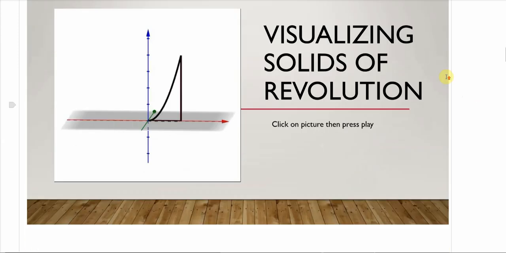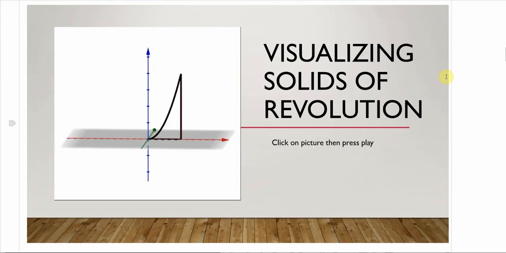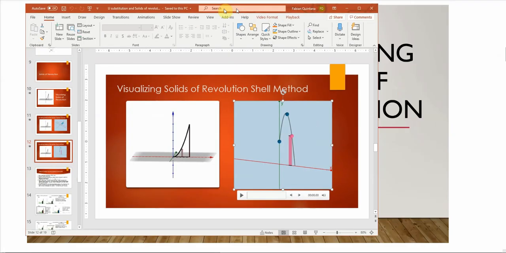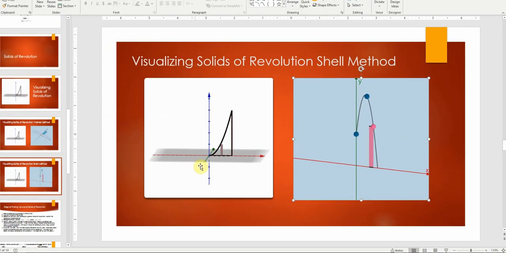Okay, so let's go ahead and visualize what a solid of revolution is. A solid of revolution is really going to be some area, and in this case we're looking at the area underneath this curve. What I'm going to do is take that curve and revolve it. So that's why they call it a solid of revolution. So let me bring out the PowerPoint, and on the PowerPoint it's a lot easier to see that visualization.